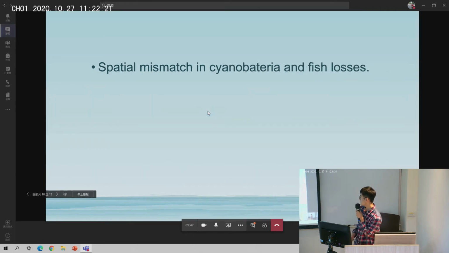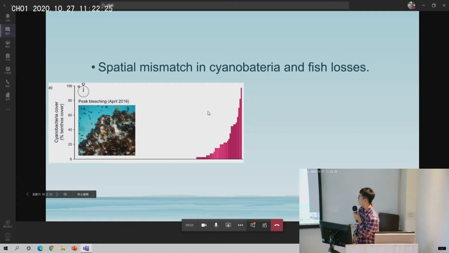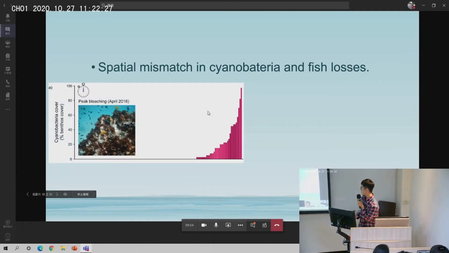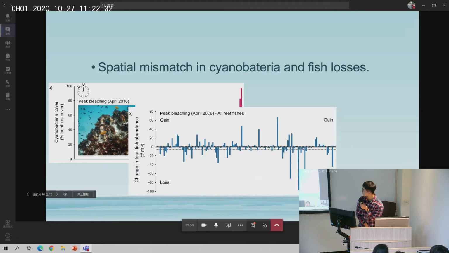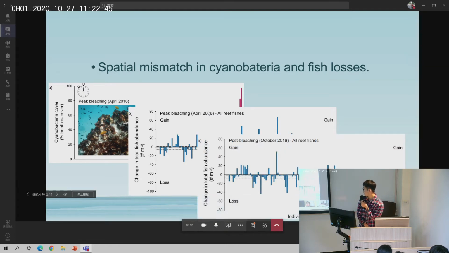And spatial mismatch in cyanobacteria and fish loss. We can see that in the pre-bleaching, the cyanobacteria is an outbreak. Then in the pre-bleaching, it also has gain and loss, and the bars show an increase and decrease in fishes. And this is similar in post-bleaching, also gain and loss, increase and decrease in the bars.